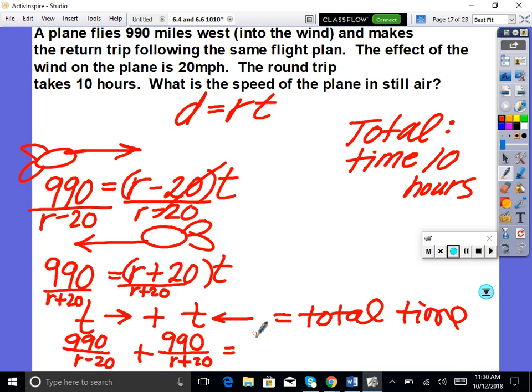And then it took, in the end, a total of 10 hours. So now you'd say, okay, to solve an equation, I need to get a least common denominator.